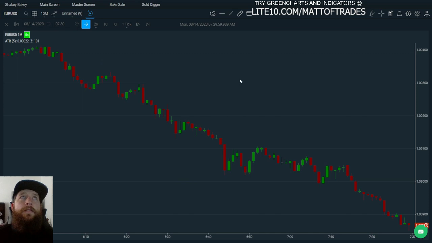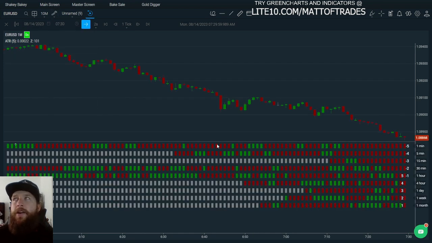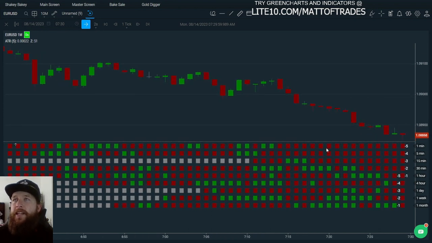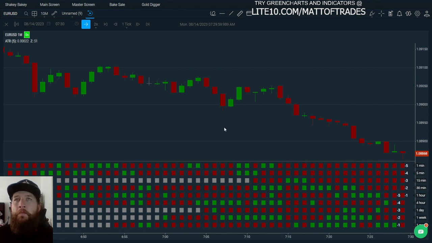First thing we need to make sure is that we're on a 1-minute chart. By default, when we open up a new chart, we're already on a 1-minute chart. So Euro US dollar 1-minute chart, that's what we're looking at right here. Let's add our Echo indicator. So this is the Echo indicator. At first glance, it looks a little crazy and confusing, but if you spend a couple minutes really learning what it's telling you, then it's not confusing at all.